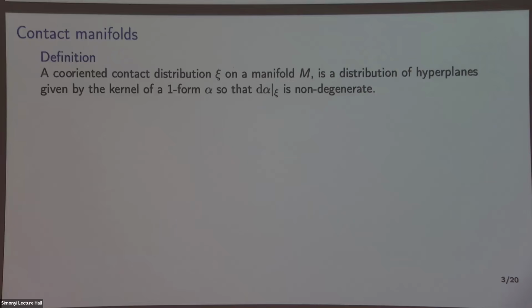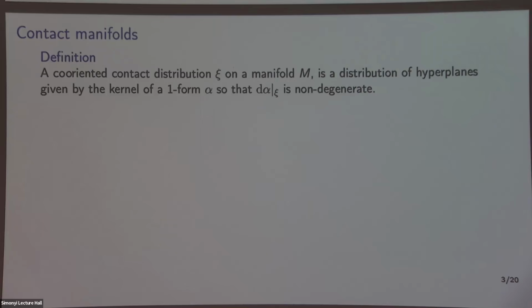So first, the definition of a contact manifold. You have a manifold M endowed with a distribution of hyperplanes. Today I will only work with co-oriented contact distributions. That means that you have a vector field that is everywhere transverse to your contact distribution, the distribution of hyperplanes. And moreover, the distribution of hyperplanes is required to be maximally non-integrable.